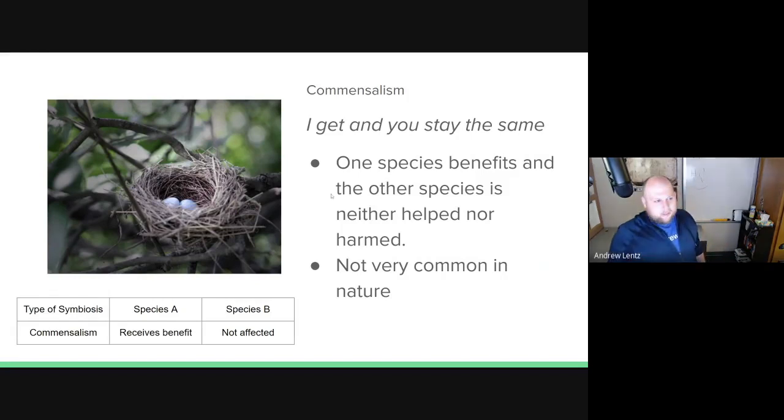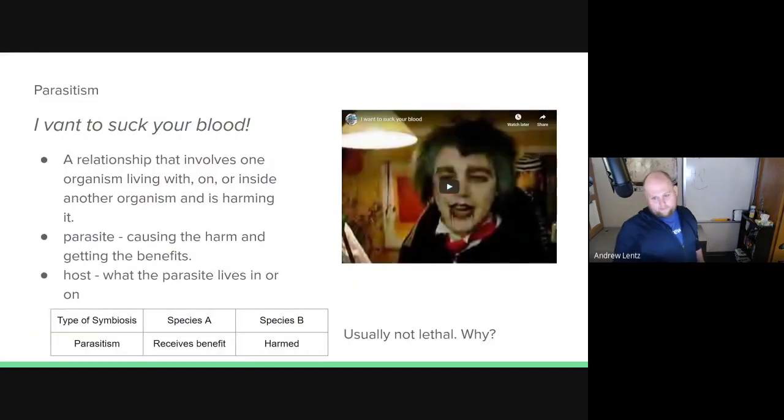Our last type of symbiosis is called parasitism. I want to suck your blood. It's the idea of a parasite. Vampire bat was the one that always jumped to my mind first. Parasitism sounds like the word parasite, and if you thought that, you're right, because we're going to be talking about parasites and hosts. Parasitism is a relationship that involves one organism getting some sort of advantage and the other getting a disadvantage. It may be living on the other creature. It may be living in the other creature.